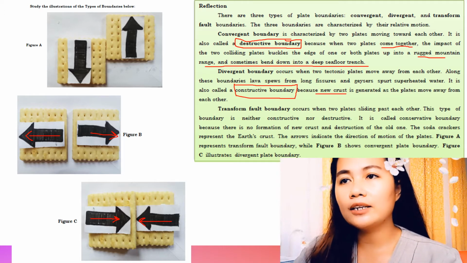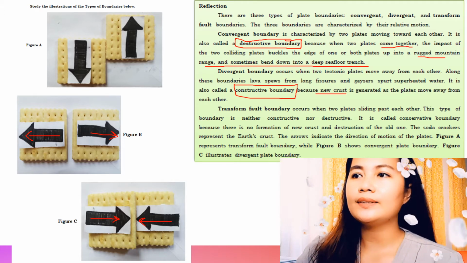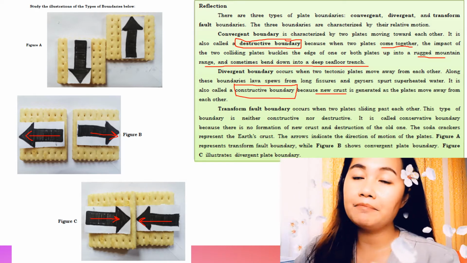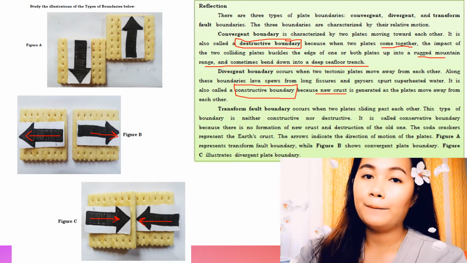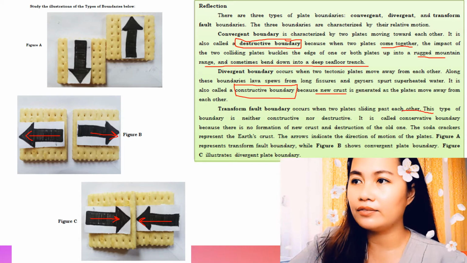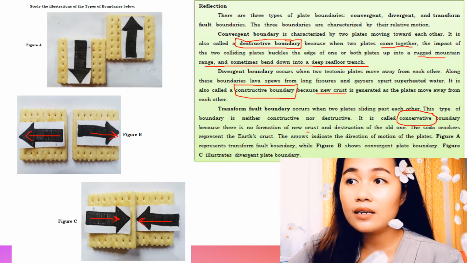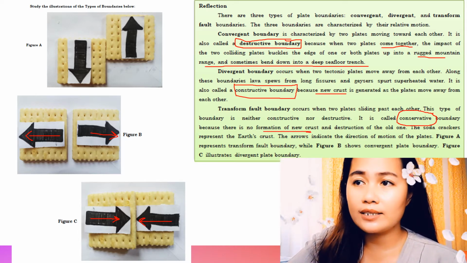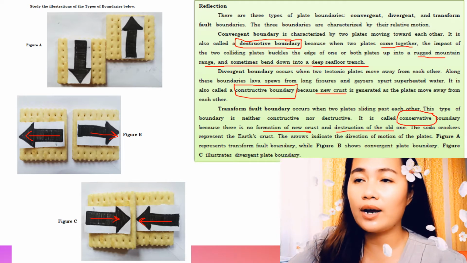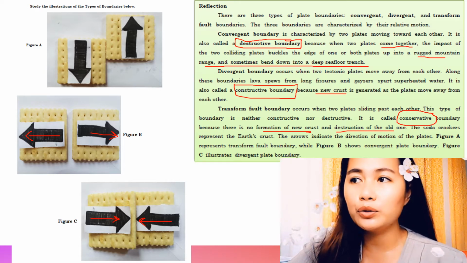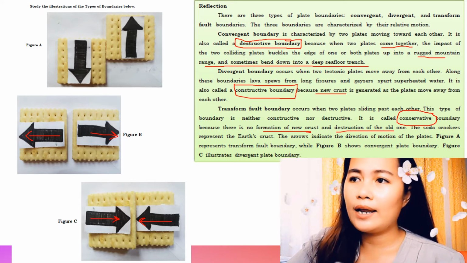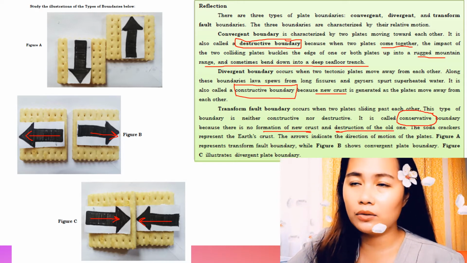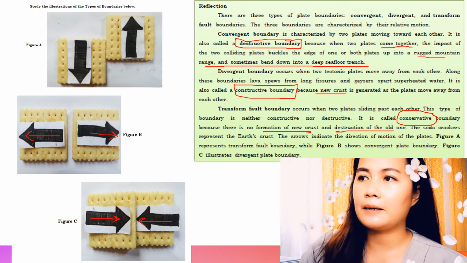And then the third type, the transform fault boundary, occurs when 2 plates slide past each other. It is not constructive, it is also not destructive, pero ang tawag sa iya, conservative. Nga naman, iyang i-conserve. Wa siya gubon nga crust, wala sad siya i-form nga crust. Wa siya i-form nga new crust, wa sad siya i-destroy nga old one. So, iyarang gi-conserved. Iyarang naara gihapon. Wala siya giguba, wala siya giporma nga bag-o. Yang gi-conserved ang unsay naara niya.